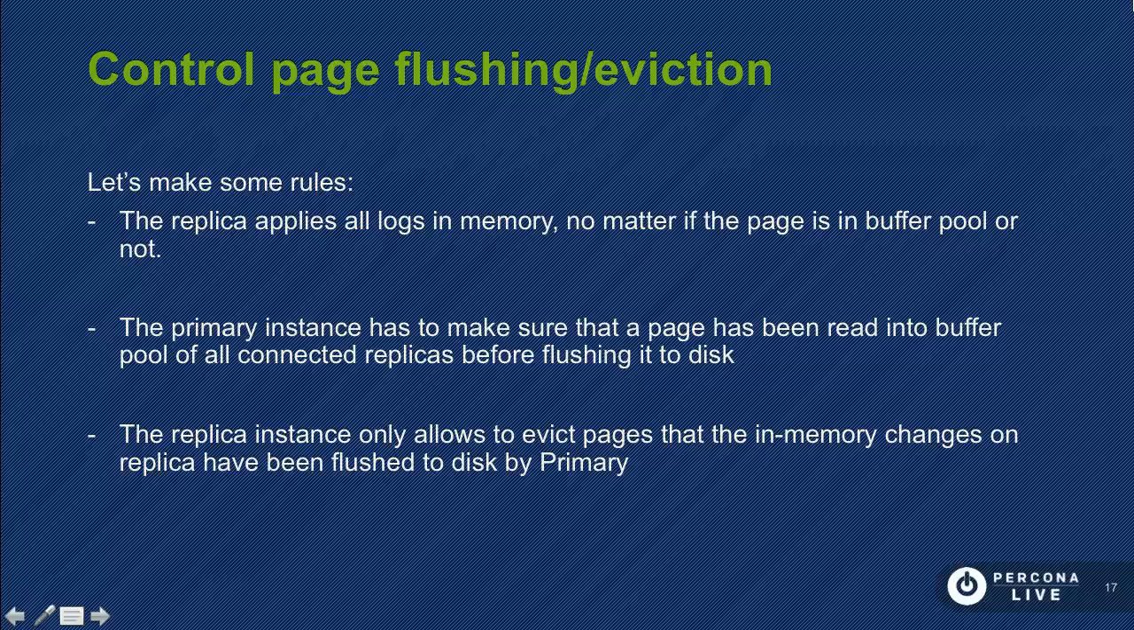And secondly, the primary instance has to make sure that the page has been read into the buffer pool of replicas before flushing its dirty changes to disk. So we can avoid partial reads. At last, the replica instance only allows to evict pages when the copy in memory is the same as the copy on disk.